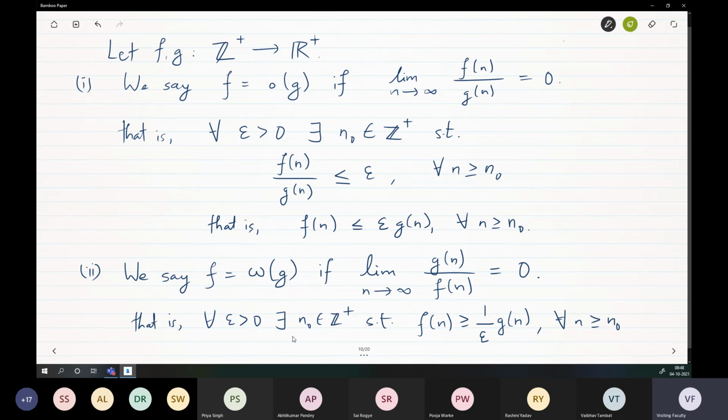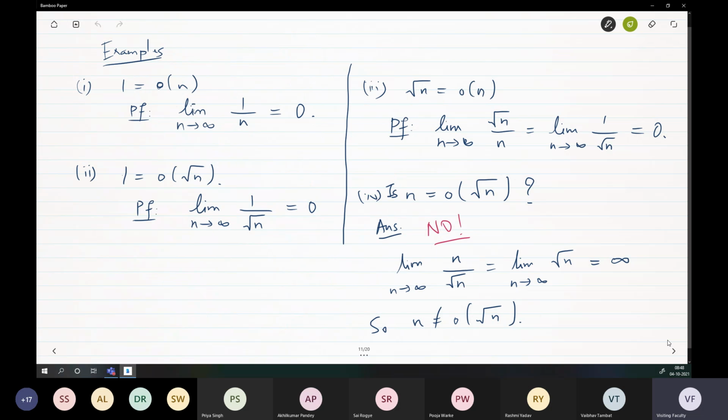Which means for all epsilon greater than 0, there is an n naught such that this inequality is true. Okay, we have just opened the limit definition. Right. So again, example, the same examples actually. When we saw the previous examples, we had big O, big omega, but in fact the order of growth was strict there. And that's why those are actually examples of little o and little omega also.